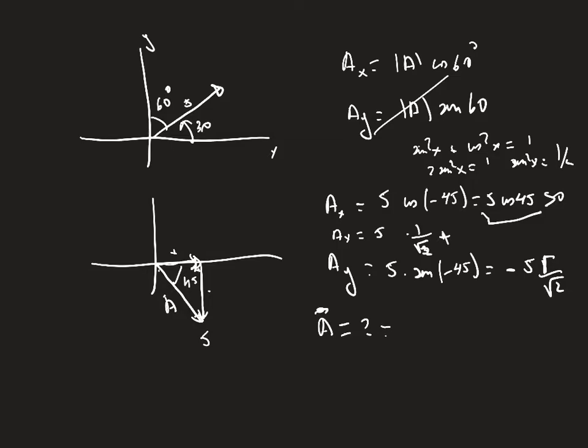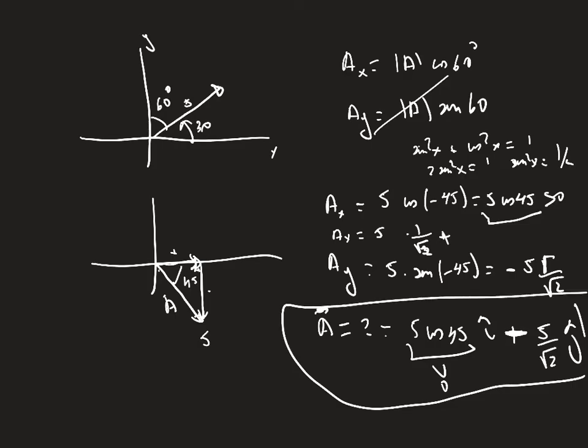The vector A has AX, 5 cosine of 45, in the I direction. This is positive, plus AY. But AY is minus 5 over the square root of 2 in the J direction. So this vector A is this vector. You catch it? I hope so.